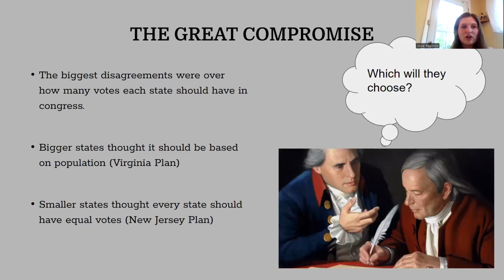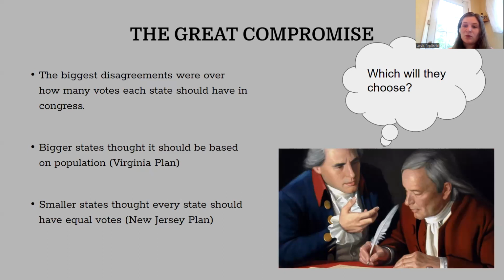Next, we have the Great Compromise. This has to do with the biggest disagreement, which was over how many votes each state should have in Congress. So we have the idea that bigger states should have more representation because they have a larger population. This proposal is called the Virginia Plan. Smaller states think that each state should have equal votes. This is called the New Jersey Plan.